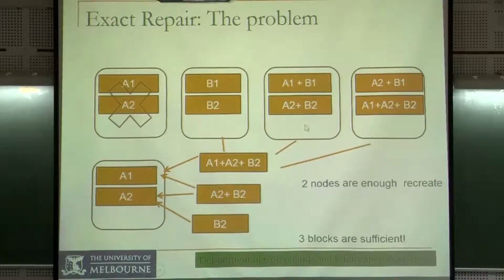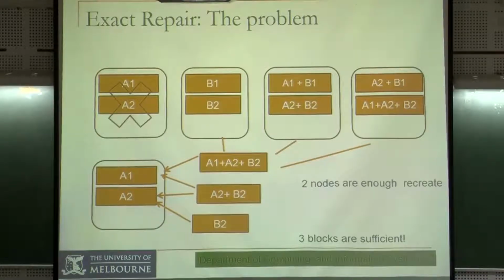So half a block, half a block, half a block. And now, since I know A1 plus A2 plus B2, I can exclusive OR and get A1 separately, and similarly I can use B2 to get back A2. So basically 2 nodes are enough to recreate, and 3 blocks are sufficient. Can you come up with some idea for how many sub-blocks I really need to recover? But in this particular case you can prove that 3 is necessary, you can't do less than 3. So 4 is sufficient, 3 is necessary.